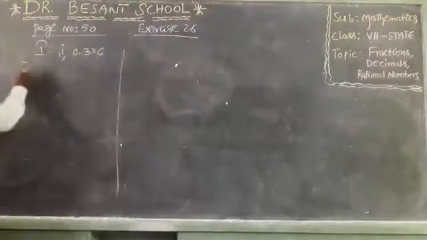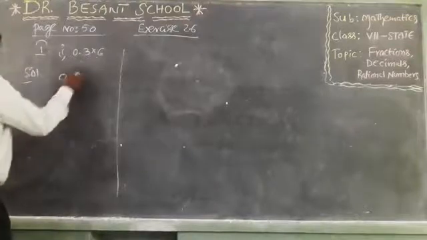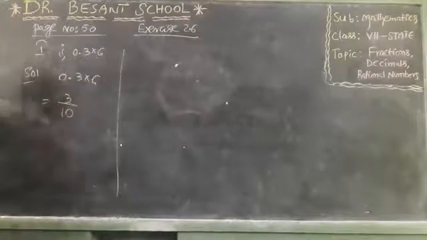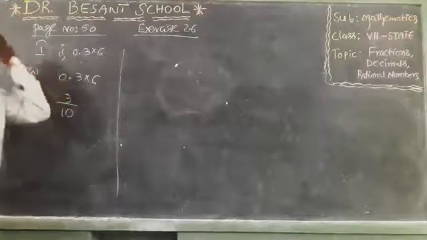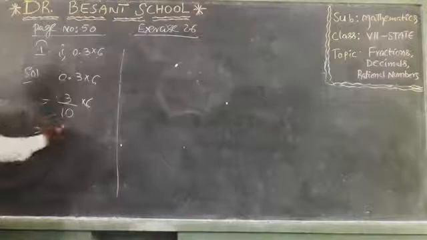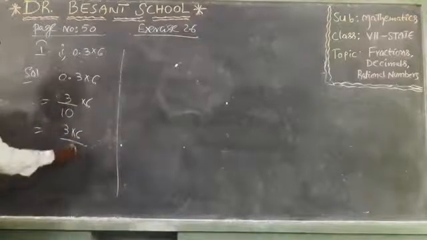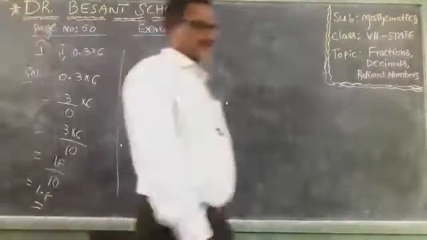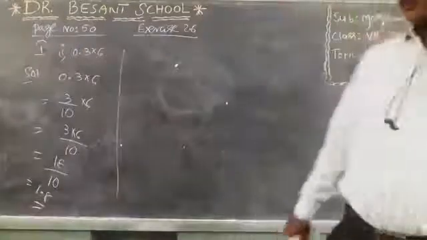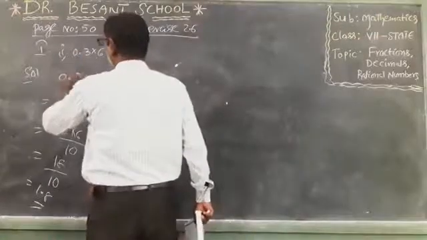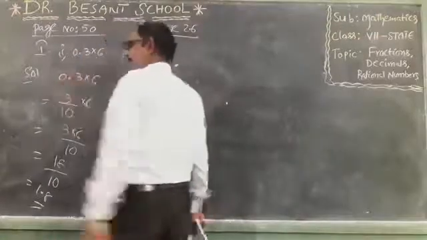Okay, how will we do it? This is 0.3 into 6. 0.3 can be written as 3 by 10. The point is after one digit, so we write it as 3 by 10. Into 6. Now this is 3 into 6 by 10. 3 6s are 18 by 10, which means 1.8. I hope you have understood the solution and the process. Okay, children, verify 0.3 into 6. Don't multiply directly.